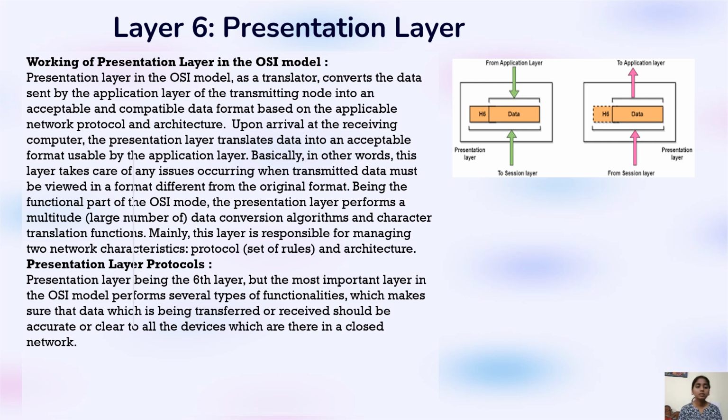Basically, in other words, this layer takes care of any issues occurring when transmitted data must be viewed in a format different from the original format. Being a functional part of the OSI model, the presentation layer performs a multitude of data conversion algorithms and character translation functions. Mainly, this layer is responsible for managing two network characteristics: protocol and architecture.